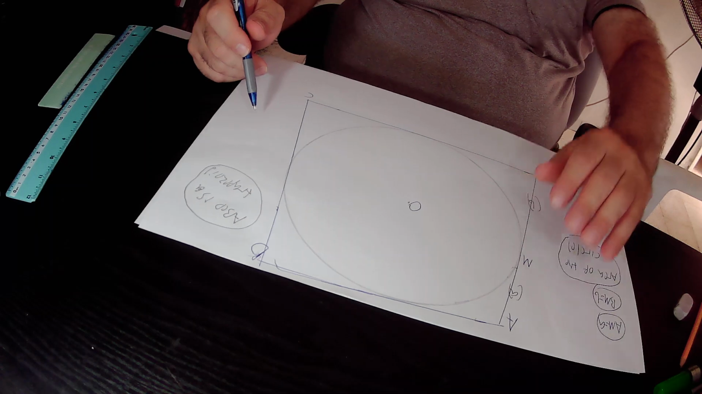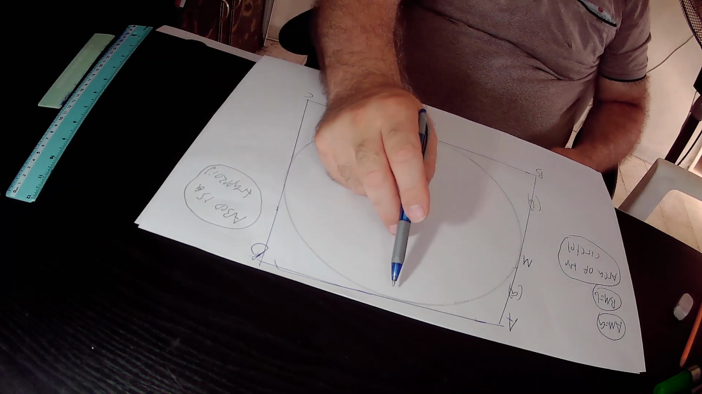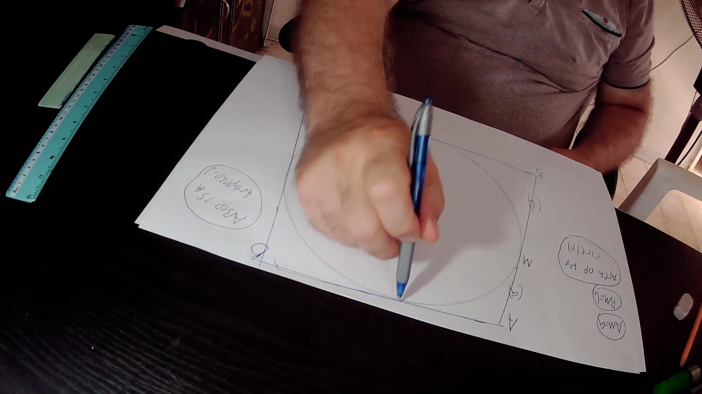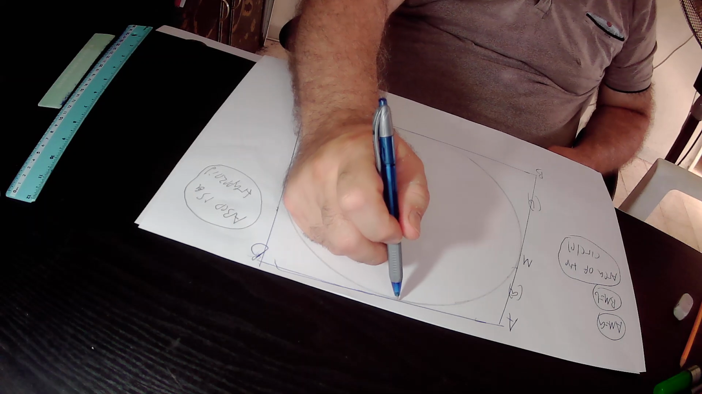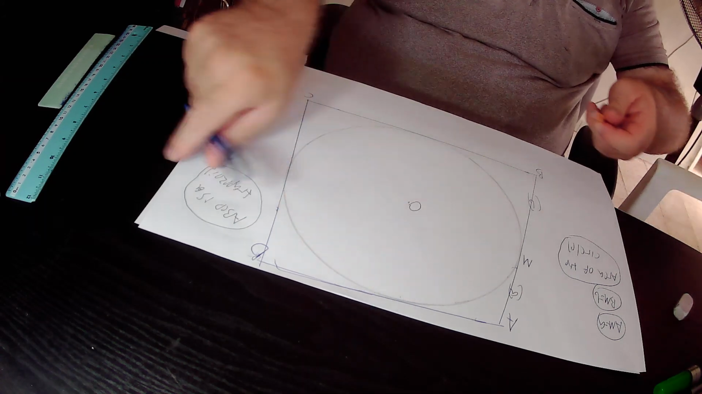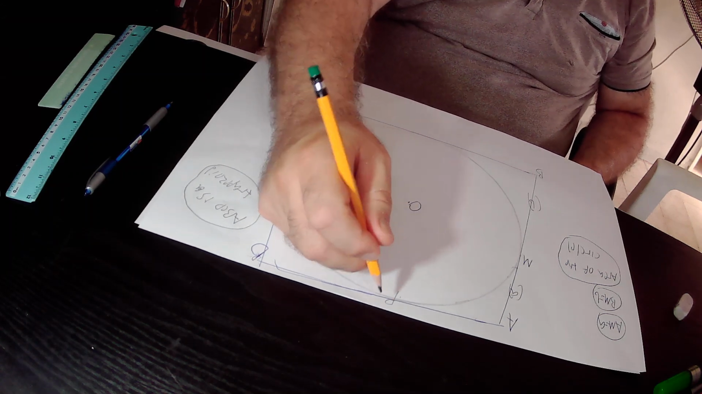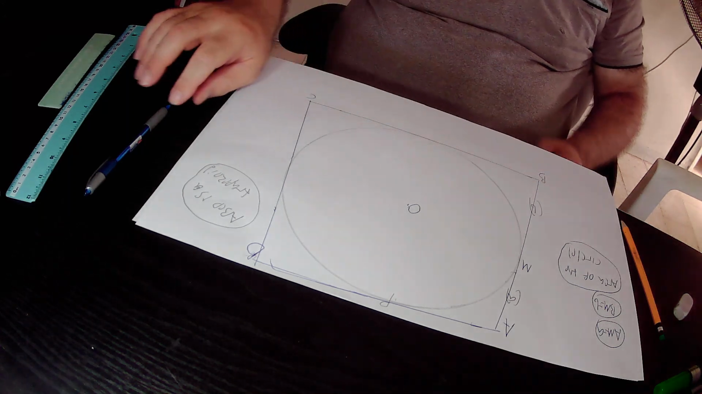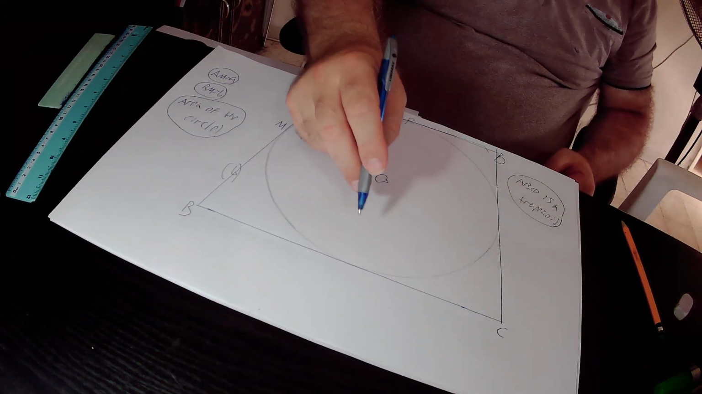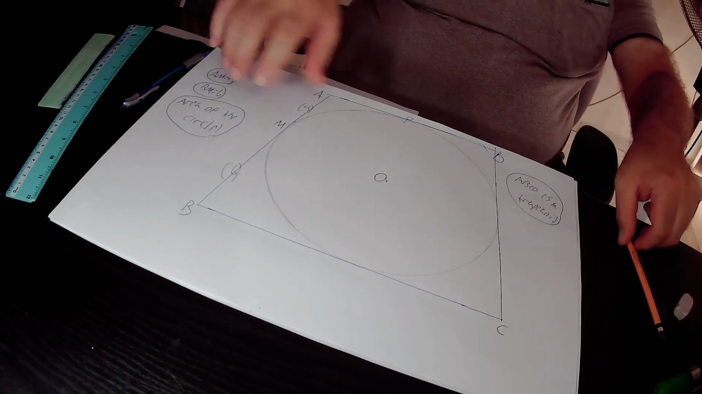We define the point of tangency between AD and this circle. This point is point P. And we define the point of tangency between BC and this circle. This point is point Q.